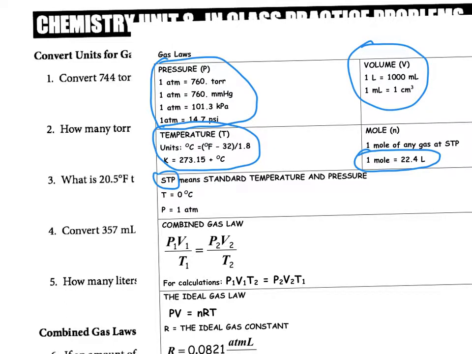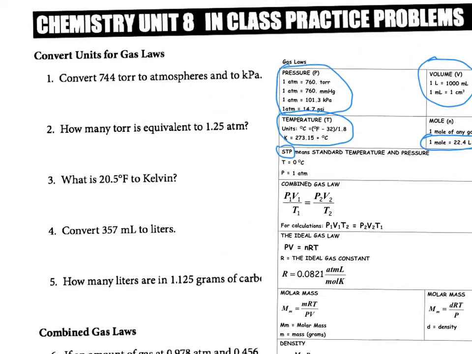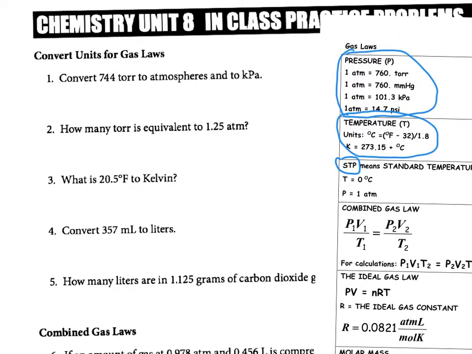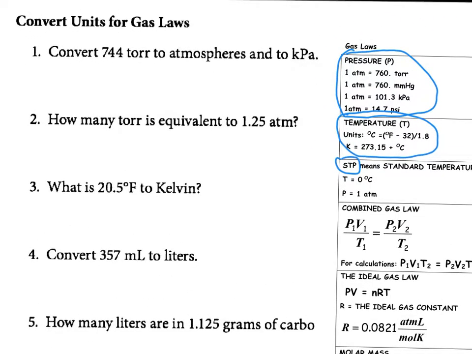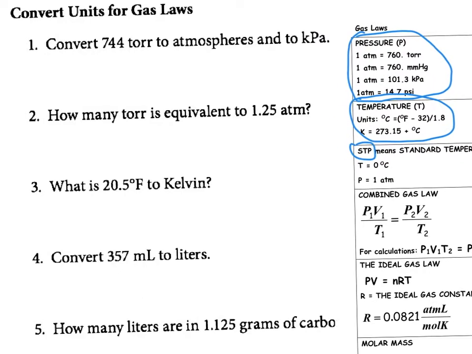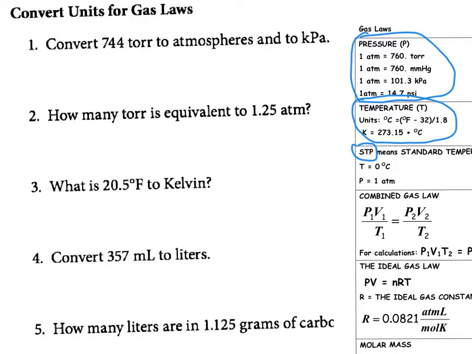So with that, I'm going to do some conversions of these relationships. Starting off with the first question, where I have to convert 744 torr to atmospheres. I'll take my 744, and seeing that I have to go from torr to atmospheres, I'll write 1 atmosphere over 760 torr, or just simply I'm dividing by 760 torr. And I get 0.979 atmospheres.